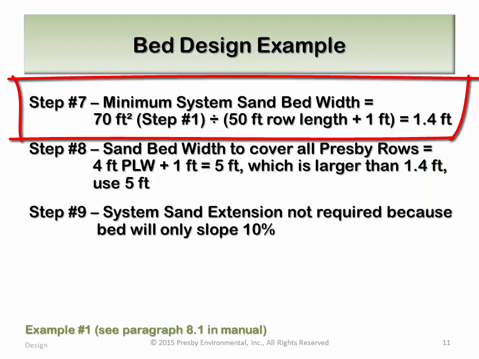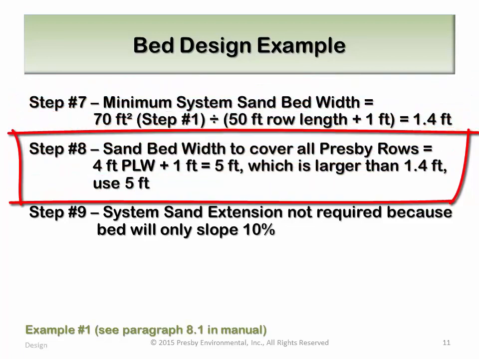leaving the field. Step 8 calculates the minimum sand bed width needed to cover all the Presby rows. To do this, we take the 4-foot pipe layout width from step 6 and we add 1 foot. In our case, that results in a minimum sand bed width of 5 feet. This value is larger than the width calculated in step 7, so we must use this larger value.